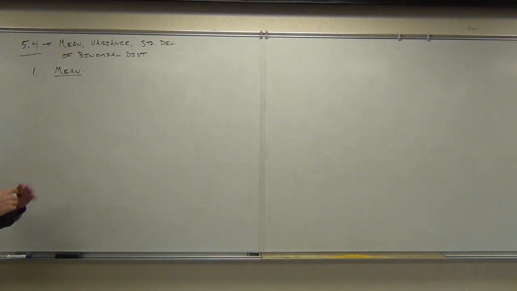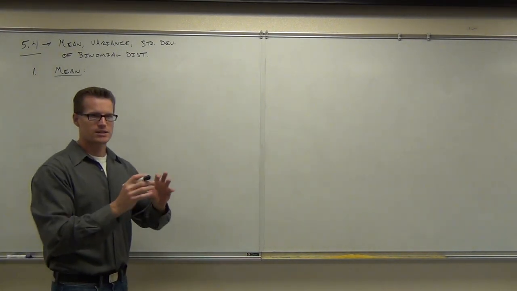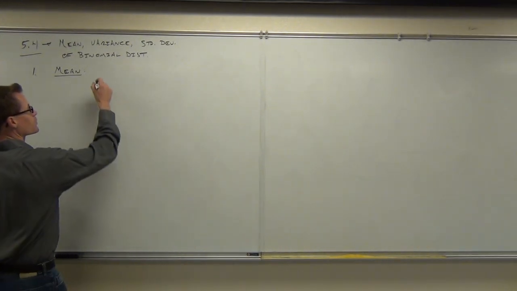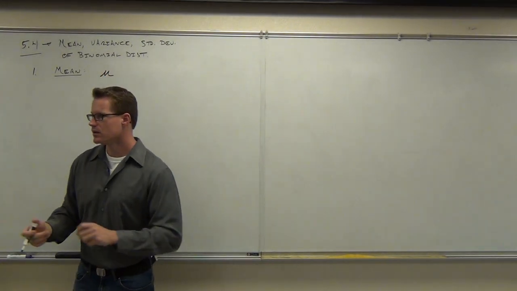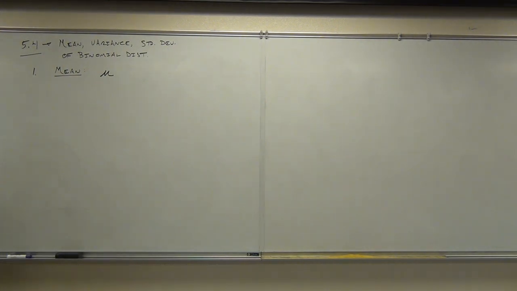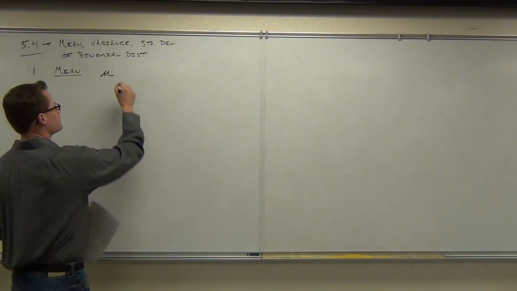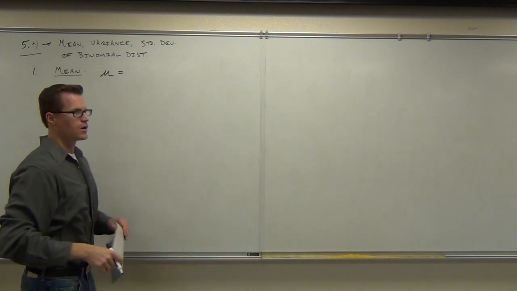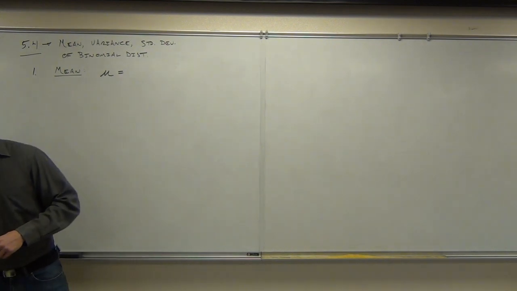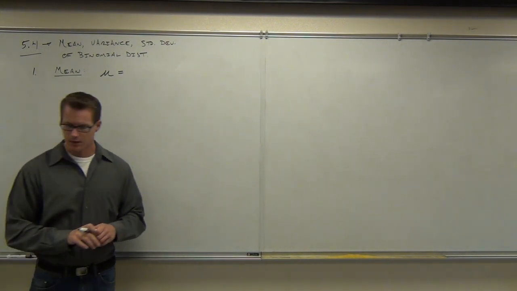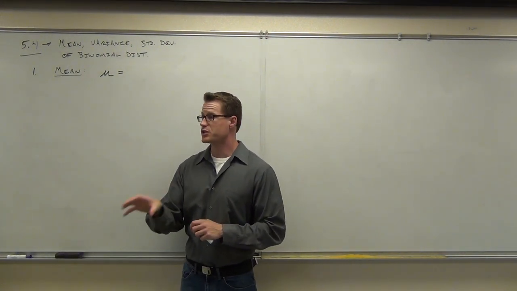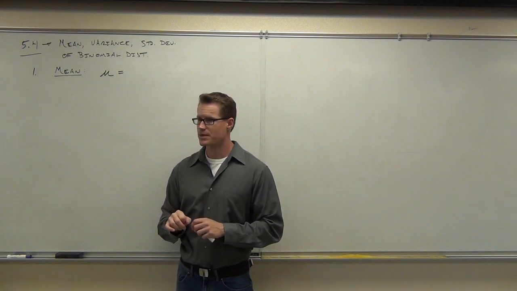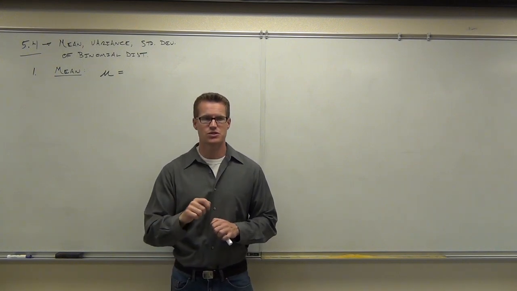So yeah, since we're considering all of the trials, we're not taking samples of trials. In all of them, we're going to use mew, which stands for, of course, the mean. It looks even like an M. Here's how I want you to think about the mean. The mean is the number of successes that you should get out of your procedure. Does that make sense? The mean is the number of successes you should get out of your procedure.